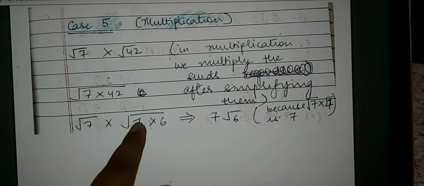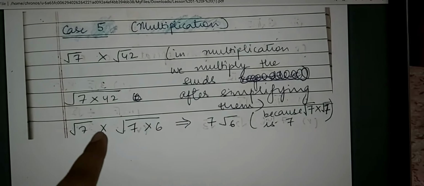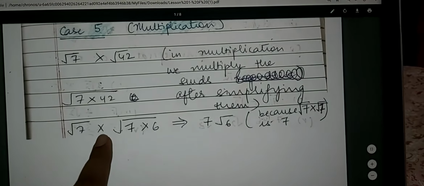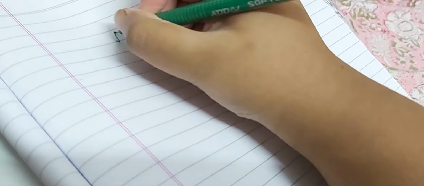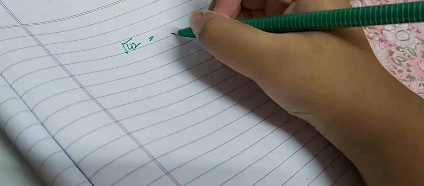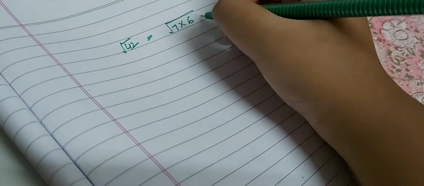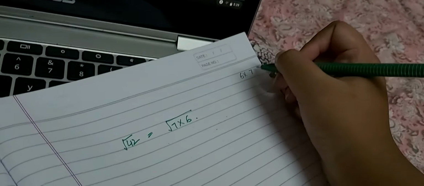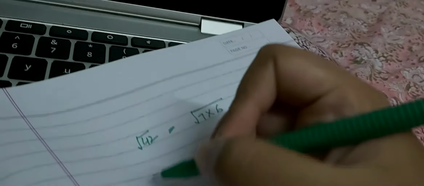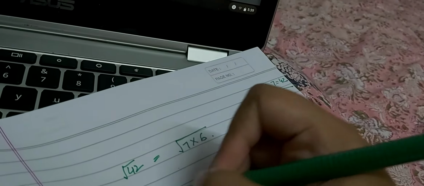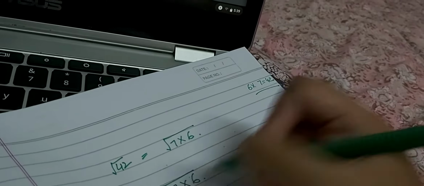So, 42 is 7 into 6. 6 sevens are 42. So, what have I done? I have done root 7 into root 7 into 6. 42 ko root 42 I have written as root 7 into 6. 6 into 7 is equal to 42. Now what happened was, now where did I get this from? Okay, so I had root 7 into root 7 into 6.